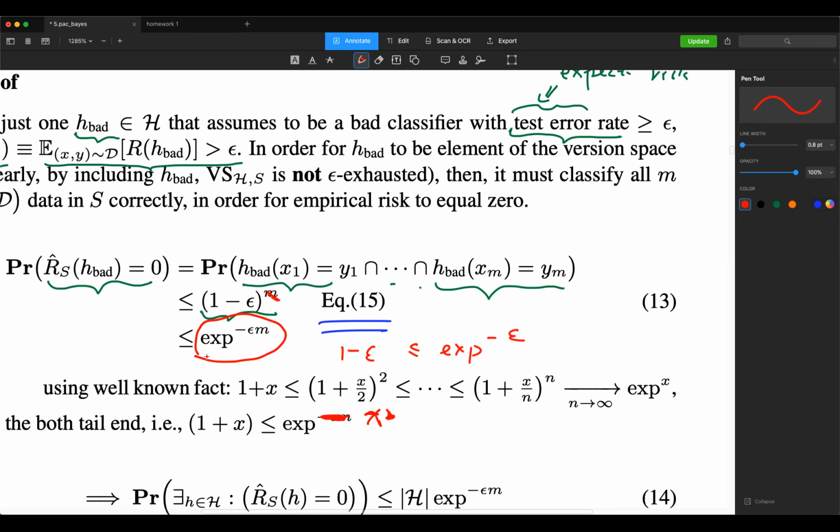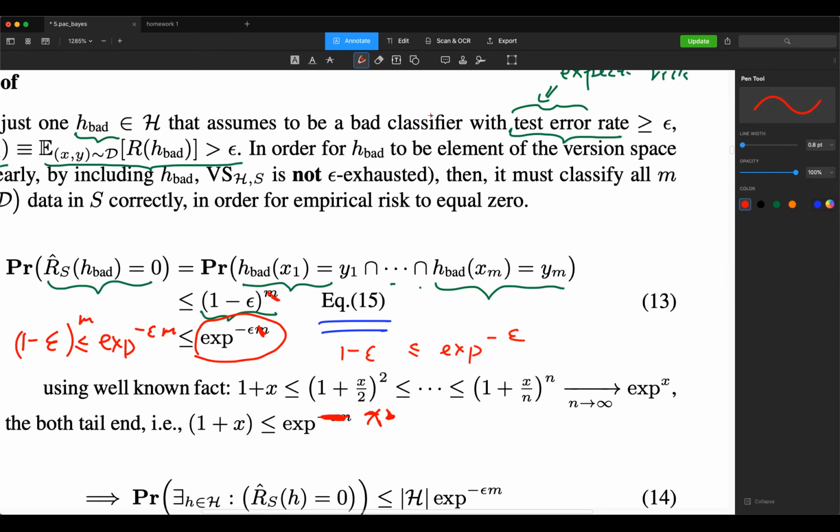Any concerns? So yeah, the way to see it is just let's drop n. So you know that 1 minus epsilon is going to be less than exp of minus epsilon, and then let's raise both to the power of n. Okay, let's raise to the power n. That's to n. That's good. Okay.